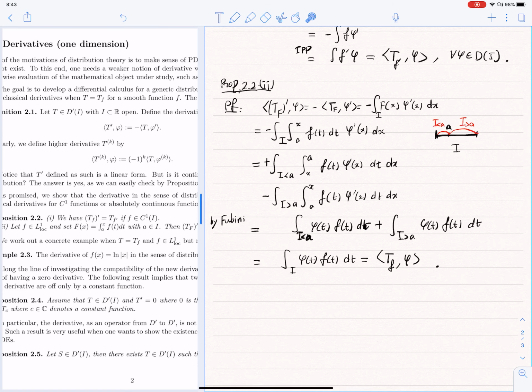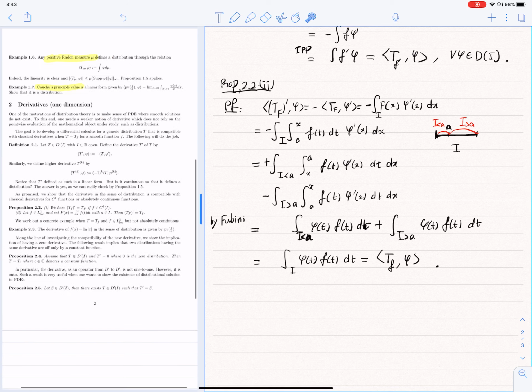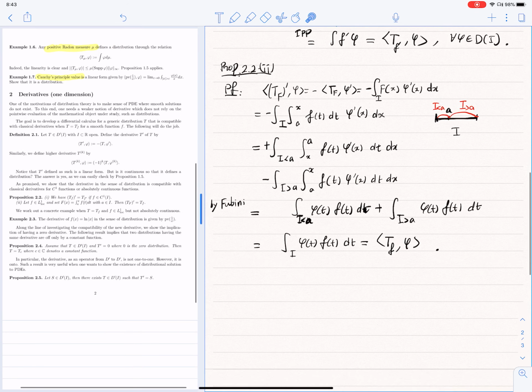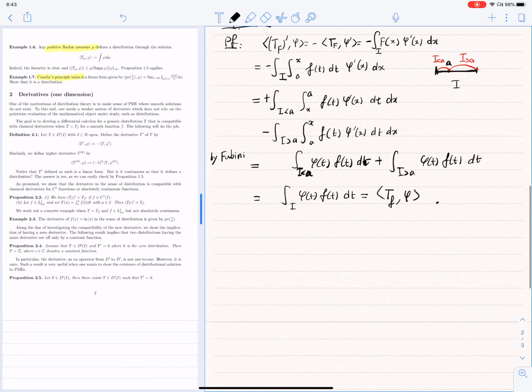Okay, so let's see now next. Let's see another example, right? So we work out another example. So these are all theory. So now we are going to consider a more concrete example, which is given by this function.